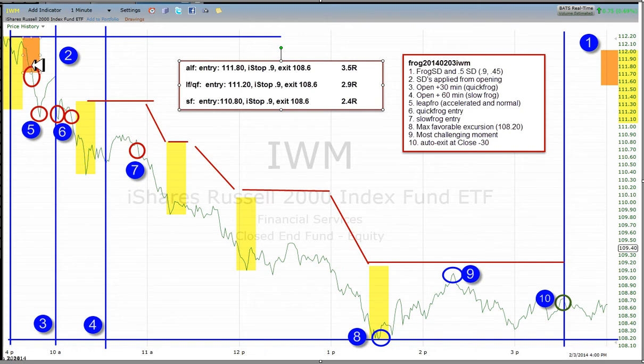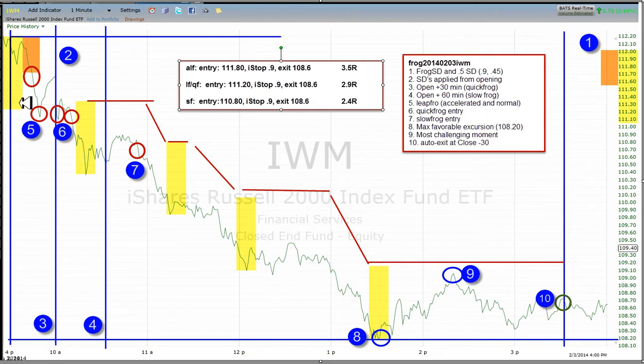Point number two, this is the opening, and so these are the frog standard deviation and half standard deviation as applied to the open. This blue line is the open. This blue line, point 3, is the open plus 30 minutes. That's when the quick frog kicks in, and then the slow frog kicks in at point number 4, or the open plus 60 minutes.